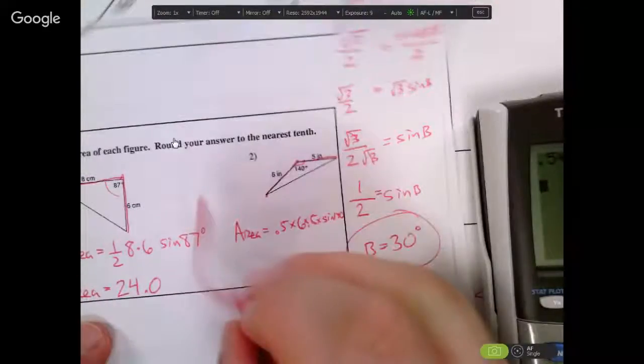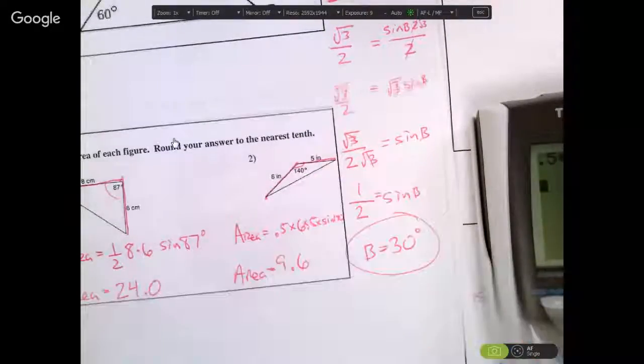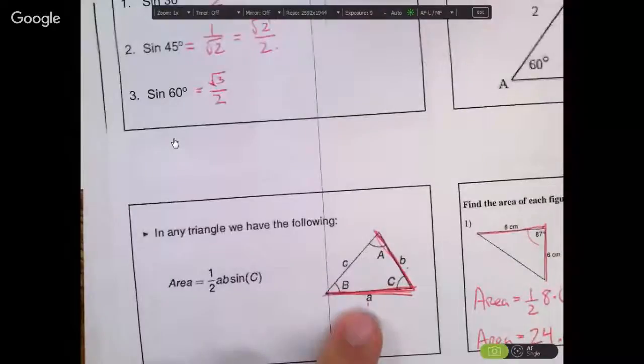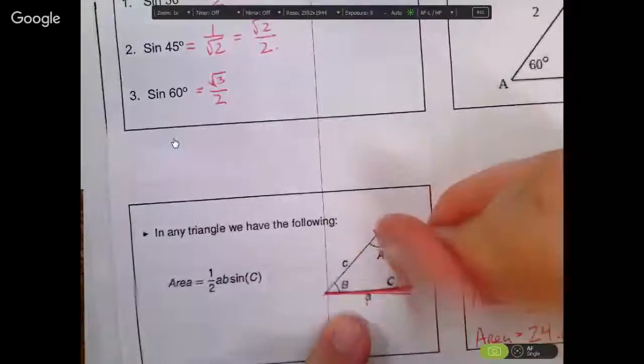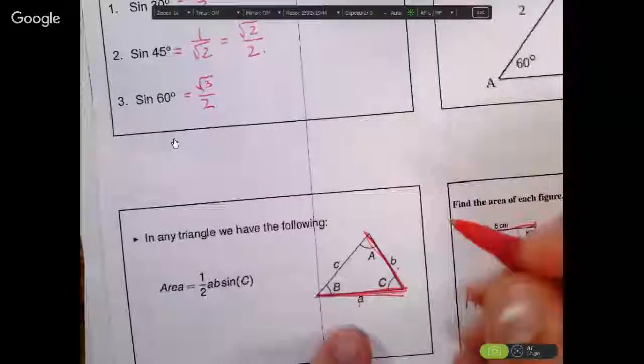So we get area, this one is 9.6. She was asking this. I think we've seen this before. Wait, that's impossible if it's 9. Oh, never mind. I was thinking of perimeter. Wait a minute, 6 plus 5 is 11.